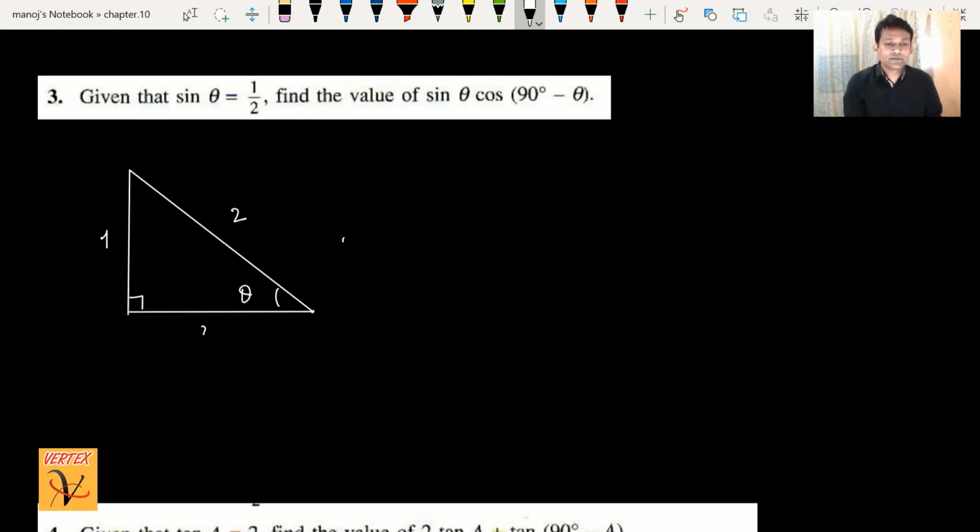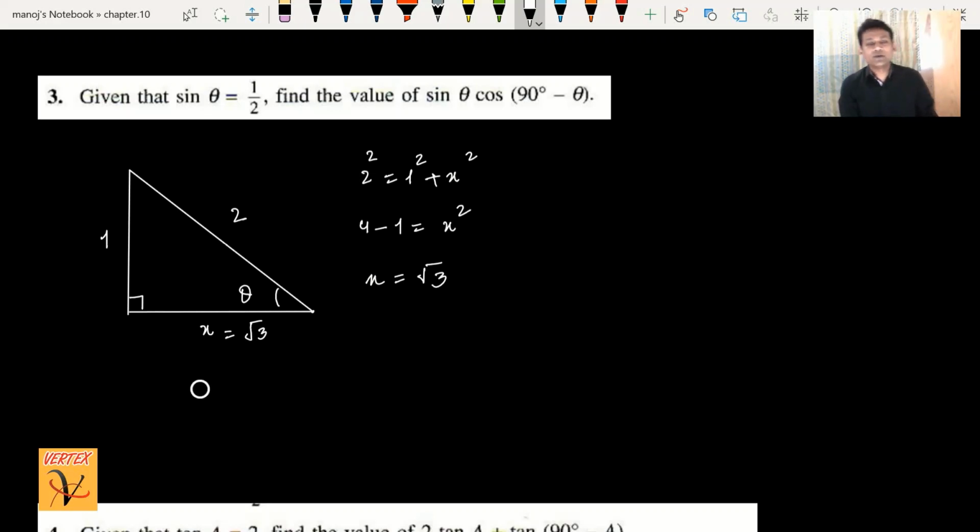If this is x, by this way you can find 2 square equals 1 square plus x square. 2 square is 4, and this is 1, so x square is 3, and x is under root 3. So when you know the value of all the sides of the triangle, there is no problem. Now what we are finding here is sine theta multiplied by cos 90 minus theta. I don't need to learn by heart what cos 90 minus theta equals. No. What do you have to do?